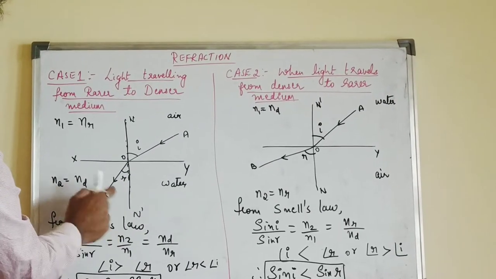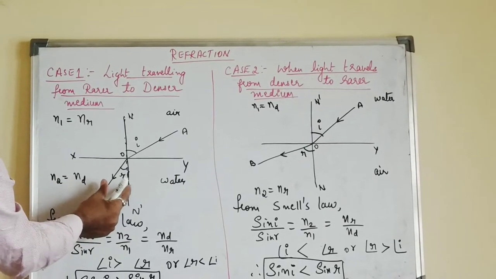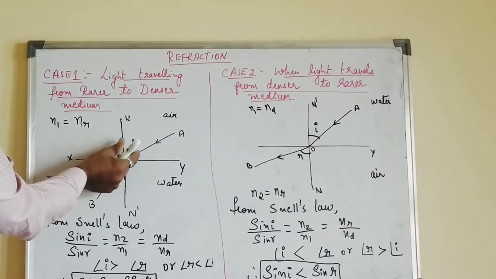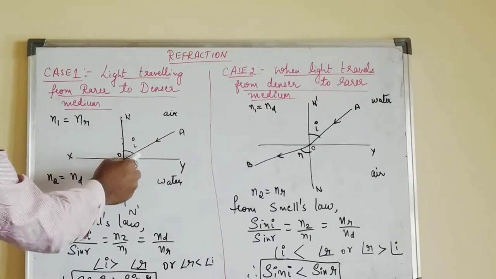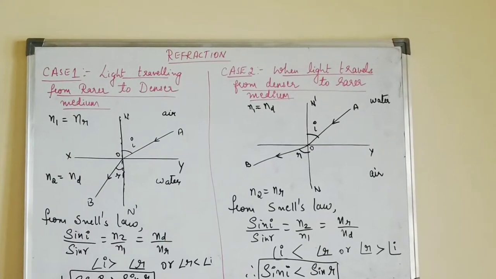The refracted ray is moving towards the normal. That's why the angle of refraction decreases. The angle of incidence is more. The angle of incidence is greater than the angle of refraction.